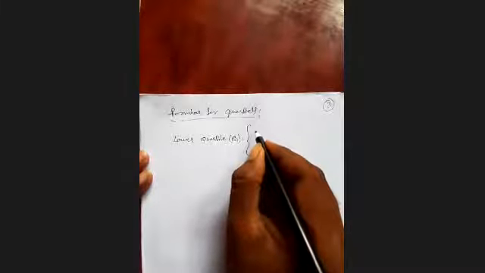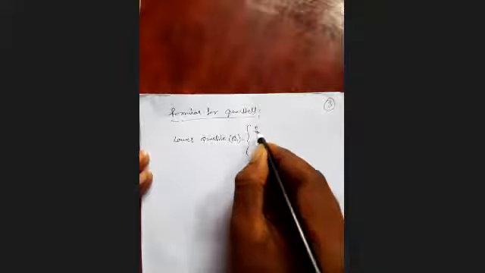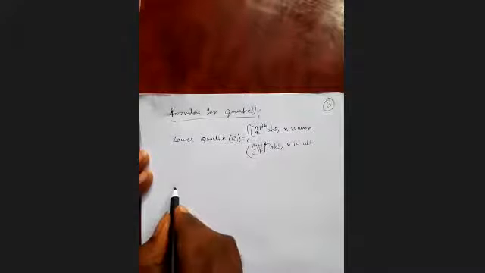Lower quartile, denoted by Q1. The formula: n by 4th observation when n is even. Next, (n plus 1) by 4th observation when n is odd. Next, upper quartile.